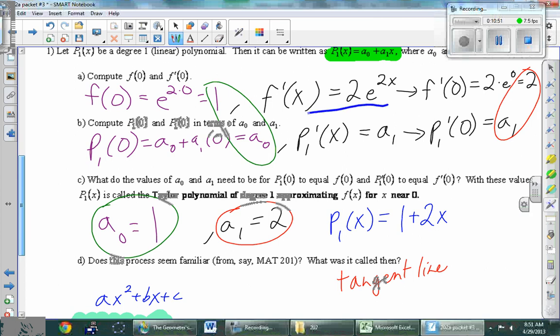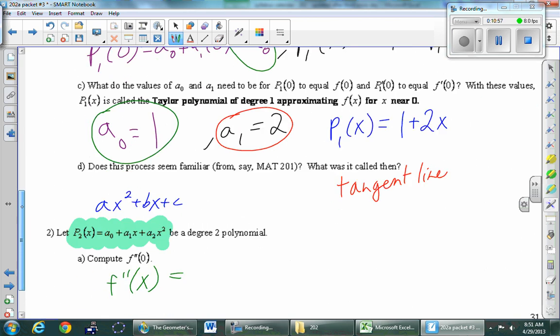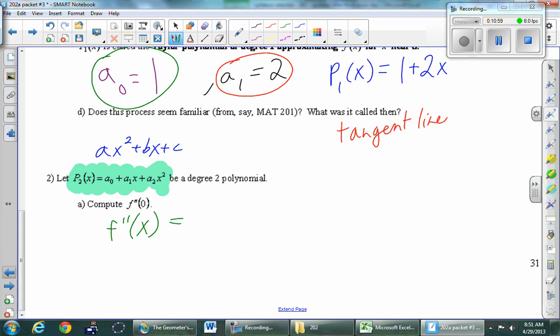F prime of x was 2e to the 2x, so find another derivative of this guy, right? We want the second derivative. What is f double prime of x? Is 4e to the 2x, right? Just multiply by another 2 with the chain rule. F double prime of 0, therefore, is how much? 4, right?